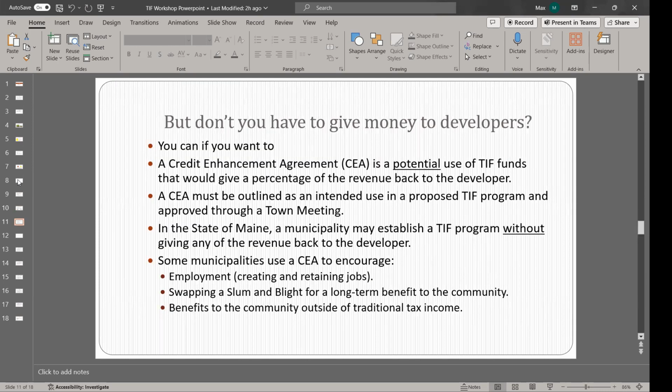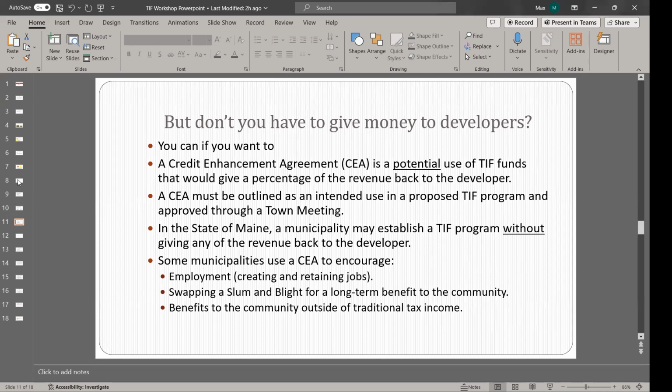And this is where, whenever we talk about TIFs, I always get people saying, well, don't you have to give the money back to the developers? Don't you have to give a certain amount or the whole thing back to the people who are going to make these improvements? You can if you want to. I'm not stopping you. But that's commonly known as a credit enhancement agreement, which is what it's known as here in the state of Maine, where the town has, as the name implies, an agreement with this developer to give a percentage of the revenue from those TIF funds back to that developer.